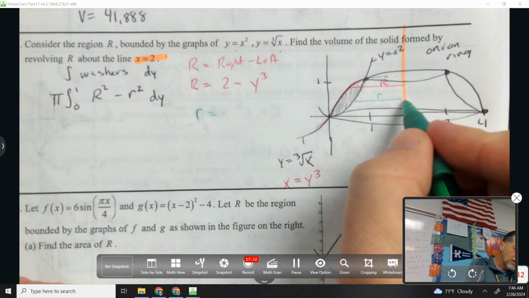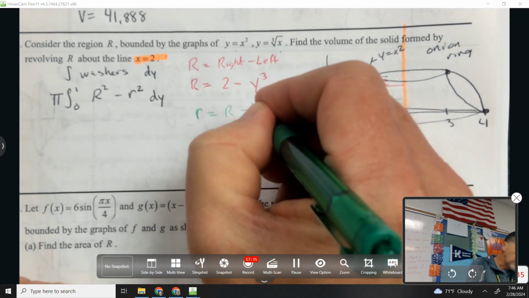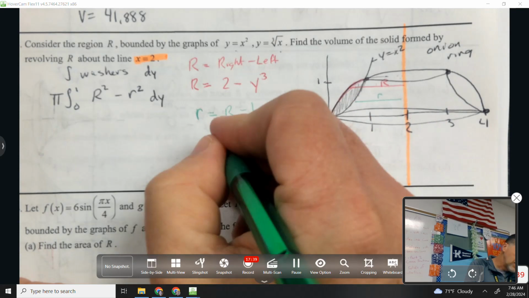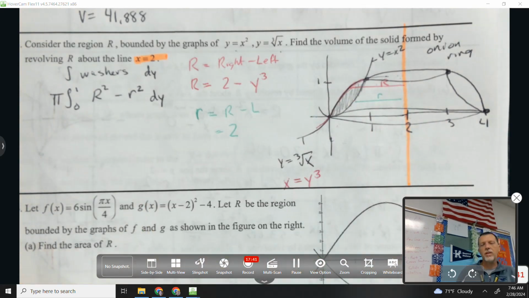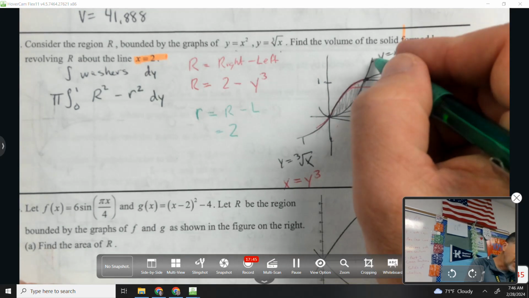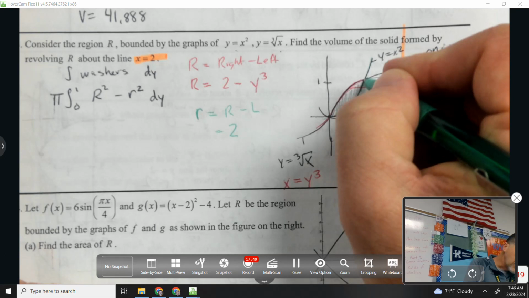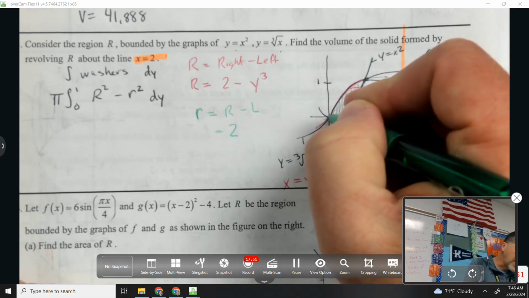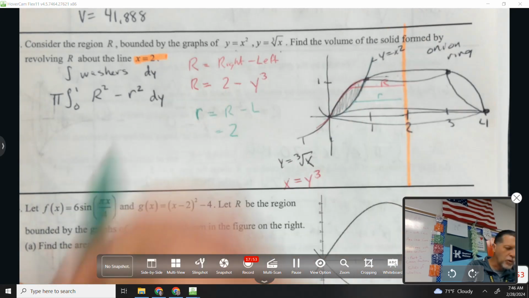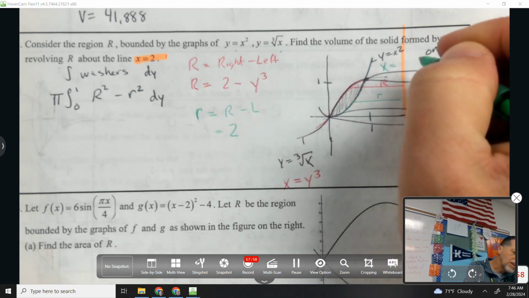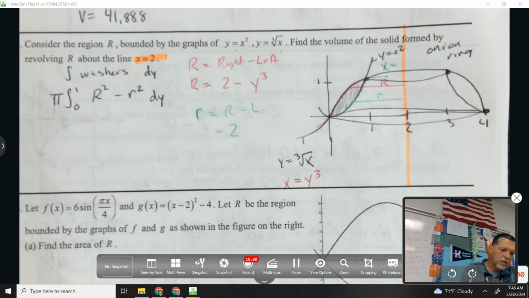Little r, again, you can always think right minus left. The right-hand side is 2. It's not changing. The right-hand side is 2. The left-hand side is y equals x squared. But I can't use x squared because this is supposed to be a y problem. So what does x equal? Square root of y.